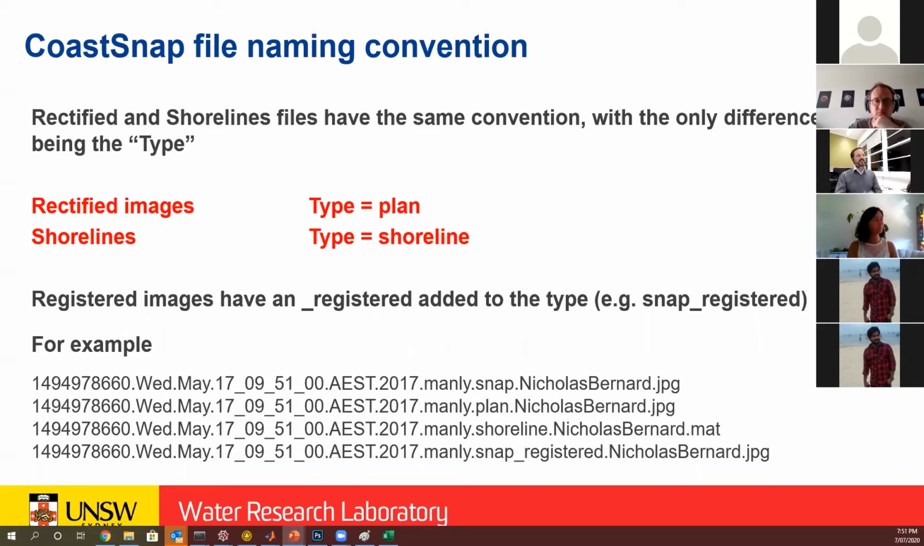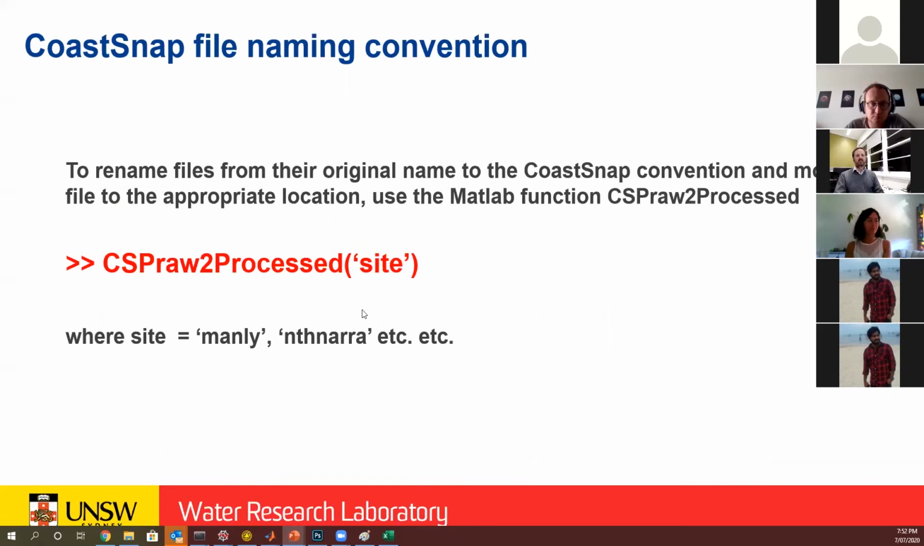Everything in CoastSnap has this kind of convention. I'll share these slides, by the way, so you don't need to take so many notes. You have the snap image. When it's a rectified image, it becomes a plan. When it's a shoreline, it becomes a shoreline. And when it's registered, it's given an underscore registered. So you can keep track of things quite easily, and the GUI does too. That's the process I just showed you.